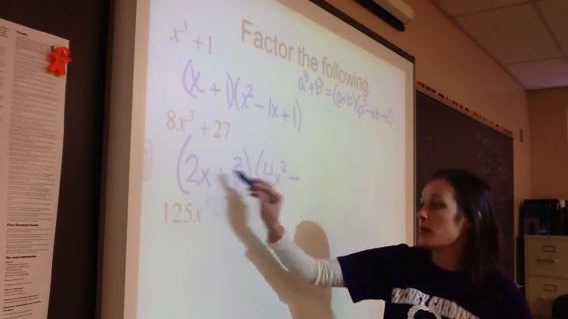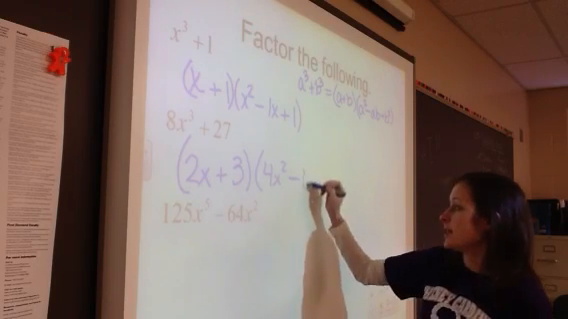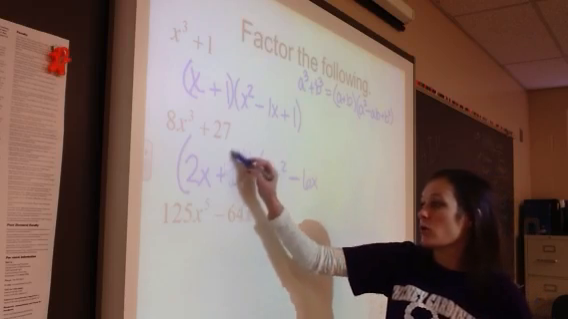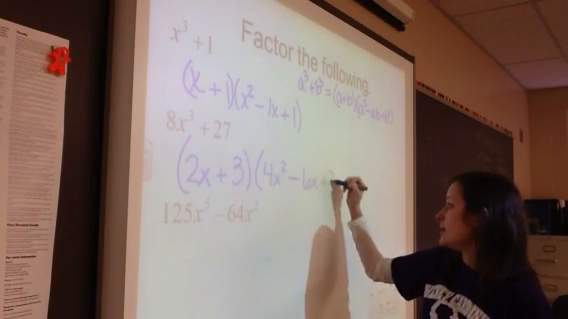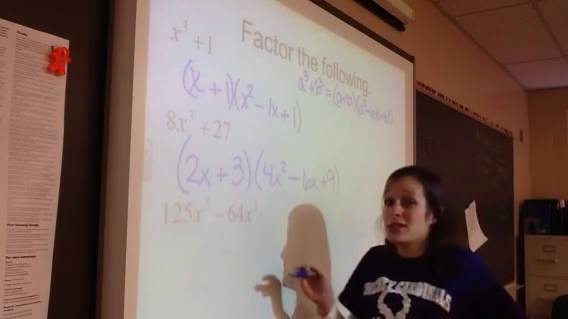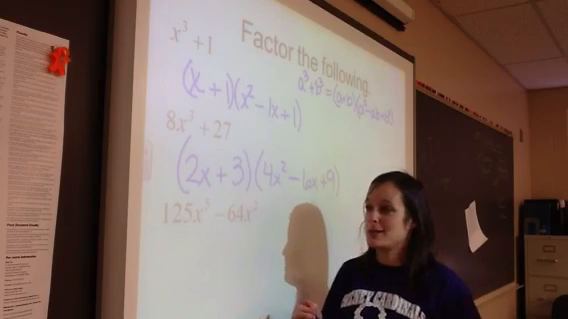Minus, multiply those two together, and you get 6x. Square this, and you get 9. Some genius came up with this, and we're going to use the bad boy.